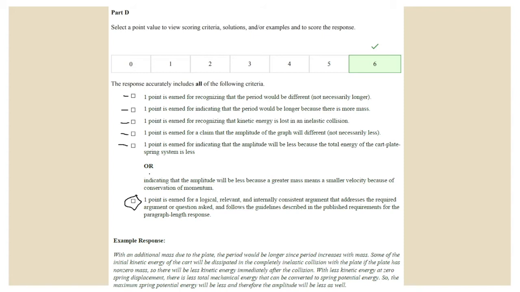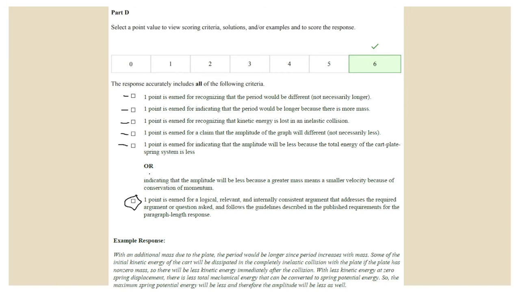So notice here, they said, with an additional mass due to the plate, the period would be longer since the period increases with mass. Some of the initial kinetic energy of the cart will be dissipated in the completely inelastic collision with the plate if the plate has a non-zero mass, so there'll be less kinetic energy immediately after the collision. With less kinetic energy at zero spring displacement, there is less total mechanical energy that can be converted to spring potential energy. So the maximum spring potential energy will be less, and therefore the amplitude will be less as well.